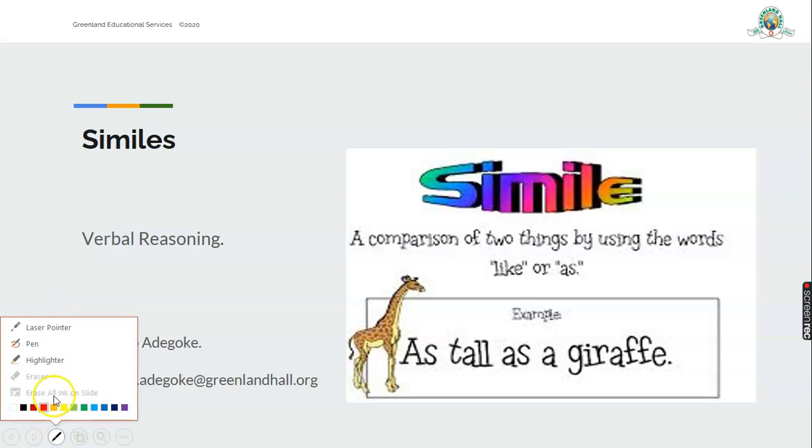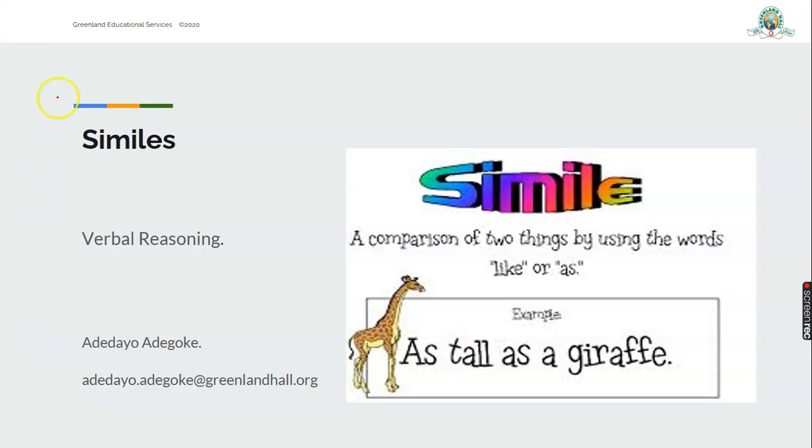My name is Adedayo Adegoke, and today we are going to be considering this subject, verbal reasoning, and we'll be studying this topic, similes. You can see it on the screen, similes. If it is only one, we call it a simile. Now we want to look at what a simile is and then why it's necessary for us as learners.